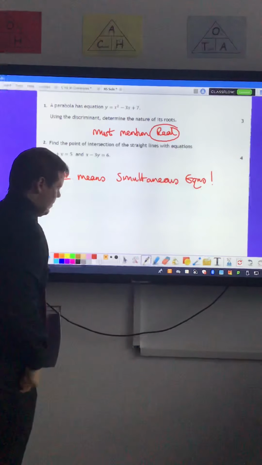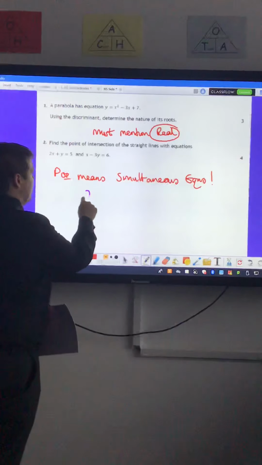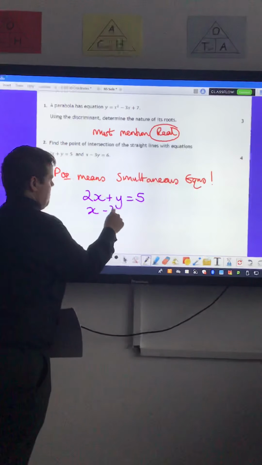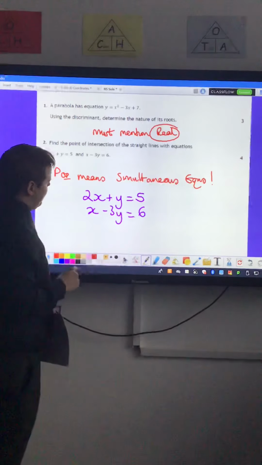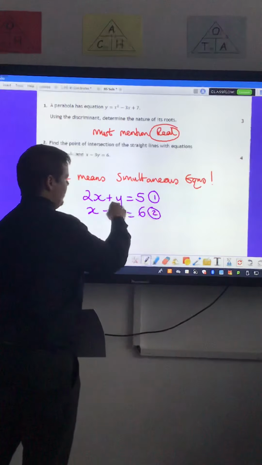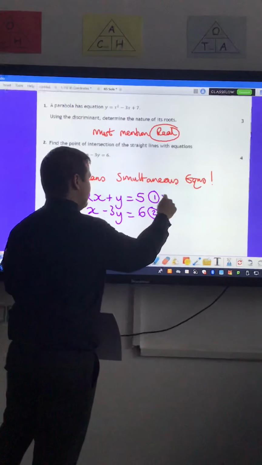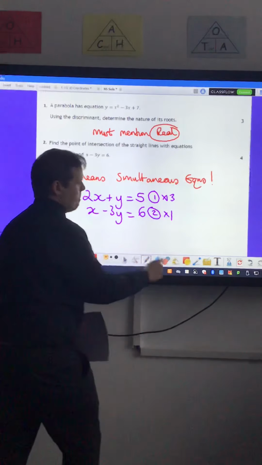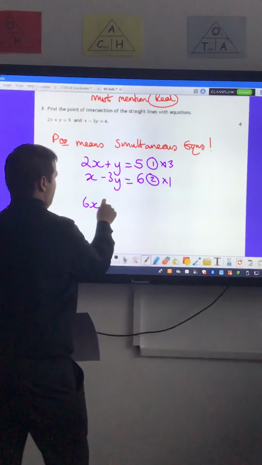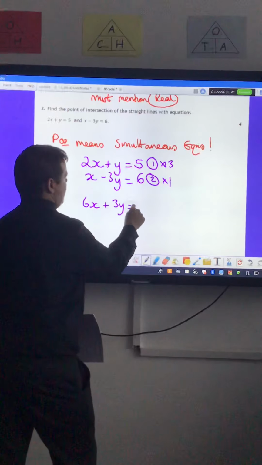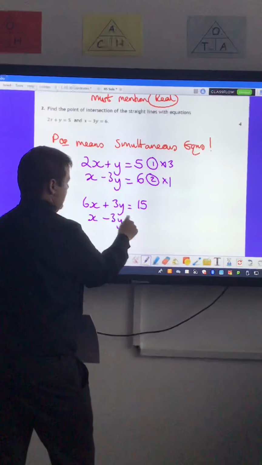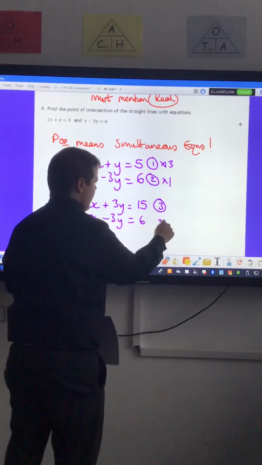So, I need to touch the pen. Right, so I'm going to set it up like simultaneous equations. And I'm looking at this going, do you know what, I'm going to scale up one of them. I don't need to scale up both, so I'm going to say 1 and 2. And I'm going to get rid of the y's first, so I'm going to call that multiplying by 3 and multiplying by 1. So, what is that going to give me? Well, I'm going to get 6x plus 3y equals 15, and that's going to give me x minus 3y equals 6. Call that 3, call that 2.